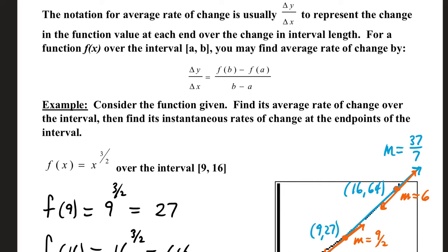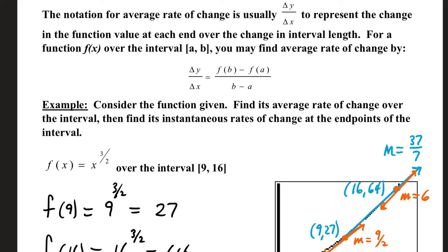Welcome. The notation for average rate of change is usually written delta y over delta x to represent the change in the function value at each end over the change in interval length. For a function f of x over the interval a to b, you may find average rate of change by calculating the function value at each endpoint value, a and b, over the length of the interval, which is b minus a.